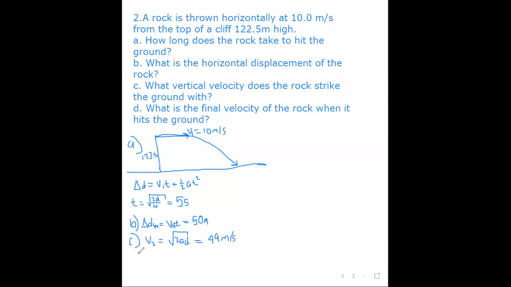Okay. Part D, we have what is the final velocity when the rock hits the ground? This one you just have to break into the component vectors. So you have 10 originally, and then you have the vertical one, which is 49. And then the resultant is what's going to be the final velocity. So this vector right here. So do that. It's a squared plus b squared is equal to c squared. You should get 50 meters per second.